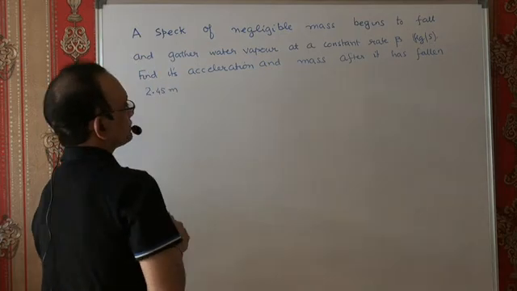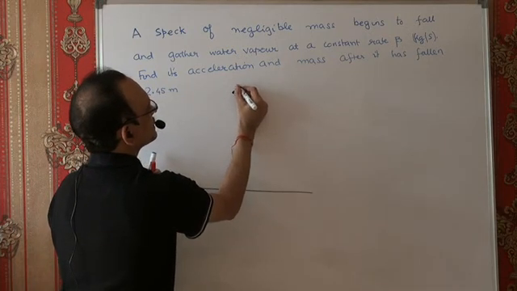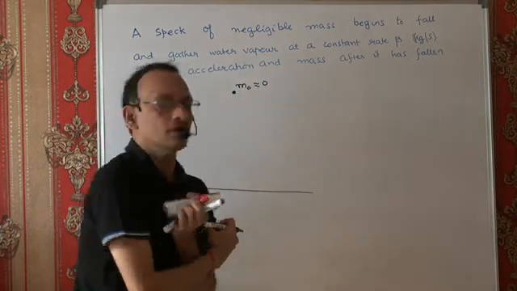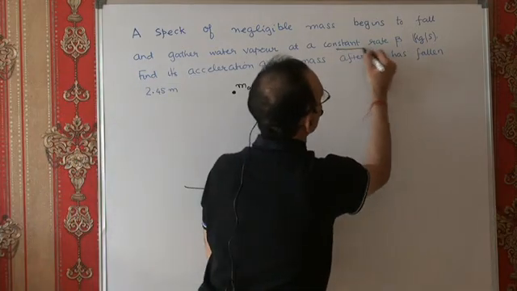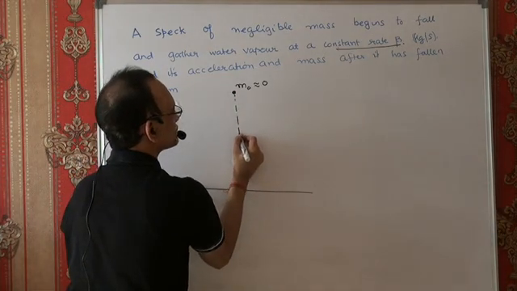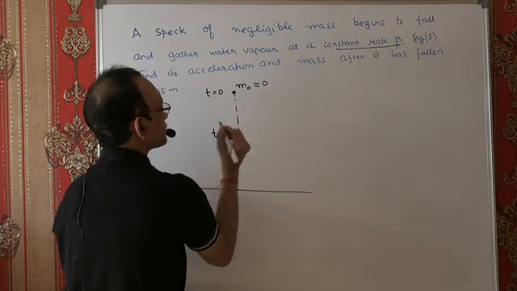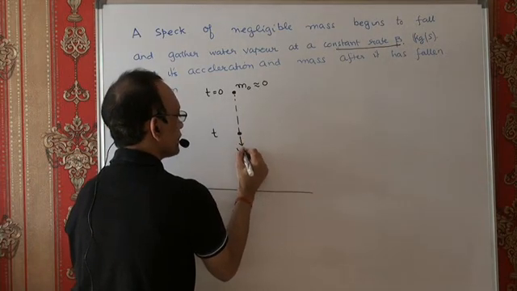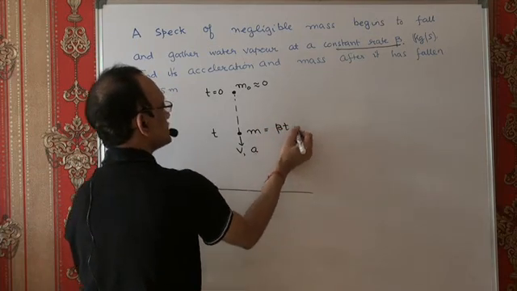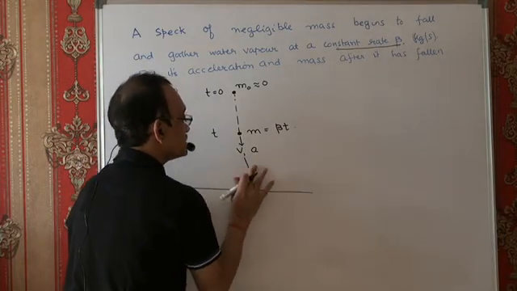So here we have a speck of dust which is practically zero mass, negligible mass, that starts to fall. When it starts to fall, it is gathering water vapor at a constant rate of beta kilograms per second. So what happens is, t seconds later, this was time t equal to 0, and t seconds later, let's say it acquired a velocity v, it had an acceleration a, and the mass was beta times t. And the force acting on it was mg downwards.